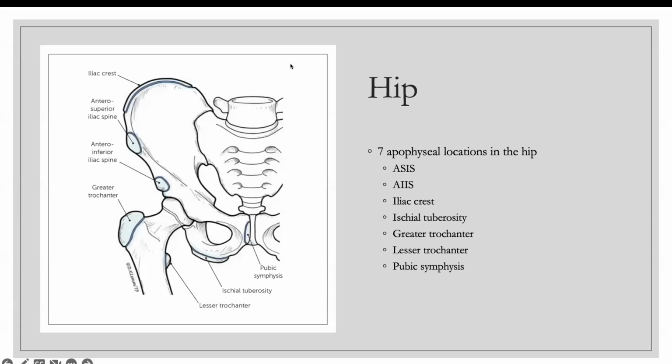Moving down into the lower extremity, the hip. There are 7 apophyseal locations in the hip: the iliac crest, the ASIS, the AIIS, your greater trochanter, your lesser trochanter, your pubic symphysis, and your ischial tuberosity. We know that these are pretty common attachment points for a lot of our lower extremity muscle groups. We want to be mindful that these are also at risk sometimes for avulsion fractures, muscle strain, but also apophysitis seen in our younger kids here.